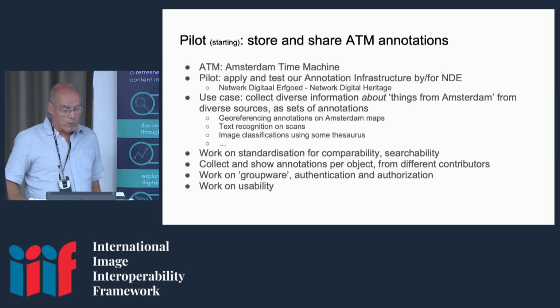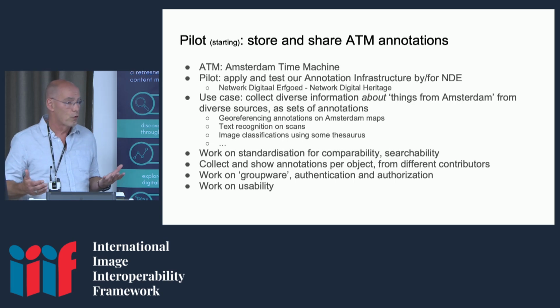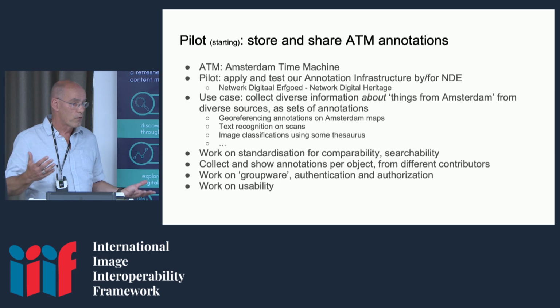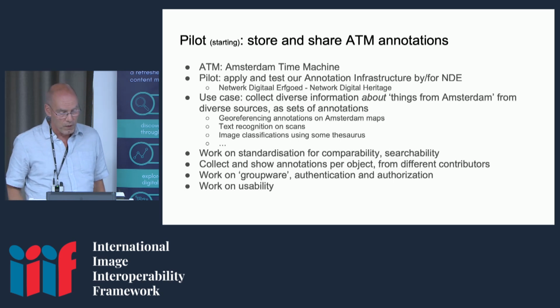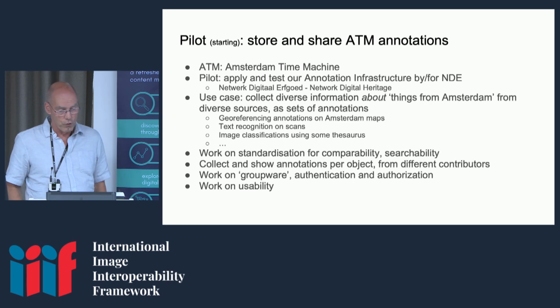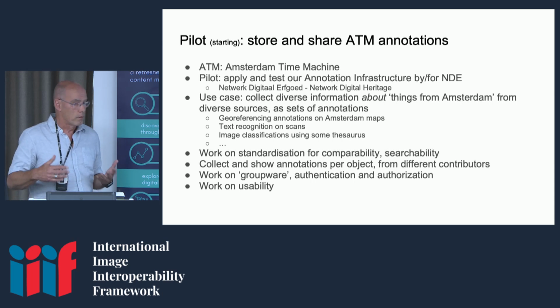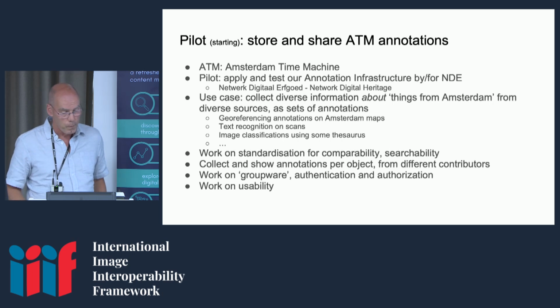So we have a couple of challenges there. We want them to search, we want to compare them. So we expect that we have to do harmonization, mapping, agree on vocabularies, that type of stuff. So we want to find out how complex this will be. The point is that we want to be able to show all annotations that apply to some object from different sources. And it's an opportunity to work on groupware type of things, so having groups of people working together.